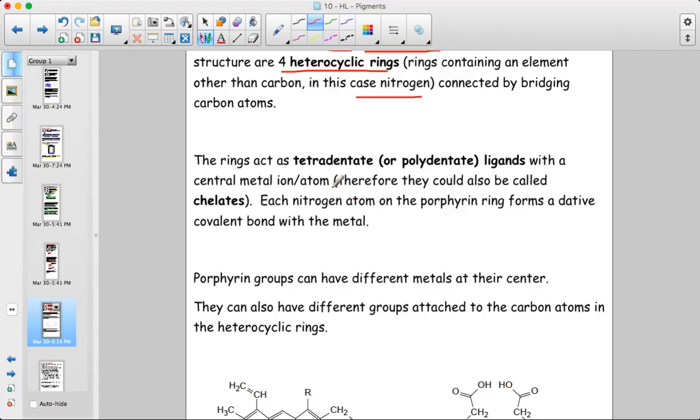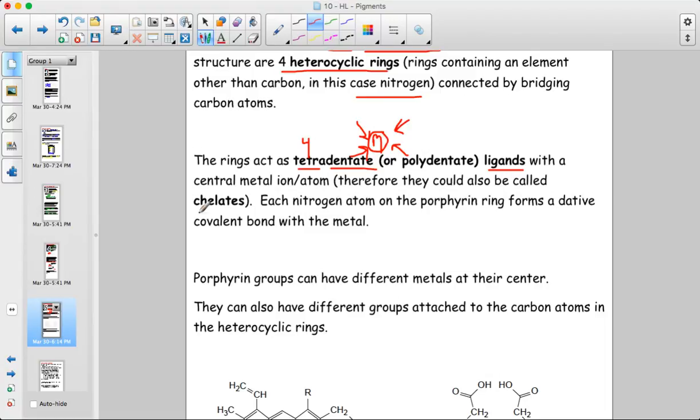The rings are going to act as tetradentate ligands. We could also just call them polydentate ligands, but tetradentate meaning 4 teeth ligands. So this giant structure, this sort of planar ring structure, is going to donate 4 electron pairs to a central metal ion or metal atom. So the ring itself is acting like one giant ligand that actually gives 4 dative covalent bonds to the central metal particle, whether that be an atom or an ion. So that's why they're called tetradentate ligands.